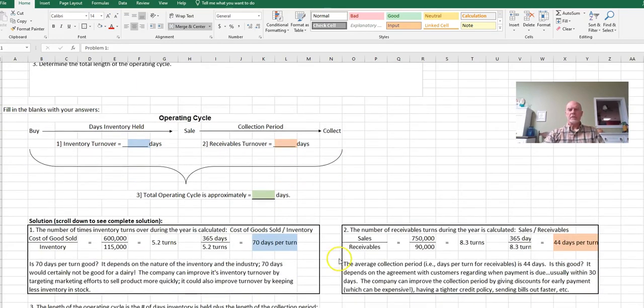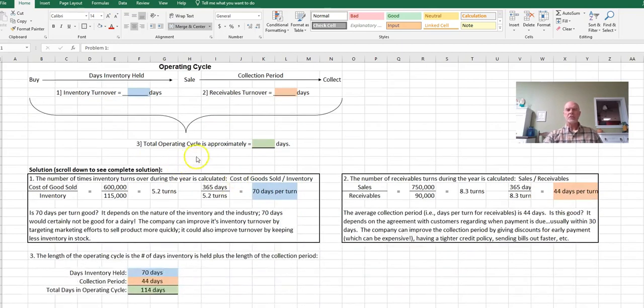And so if we compare the 750 sales divided by the receivables of 90, it represents the receivables turning over, meaning collected and replaced, collected and replaced, collected and replaced, a little over 8 times a year. Divide that into 365, and that gives us an average collection period of 44 days. So if we add that to the 70 days that it took for the inventory to turn over, it gives us a total operating cycle of about 114 days.